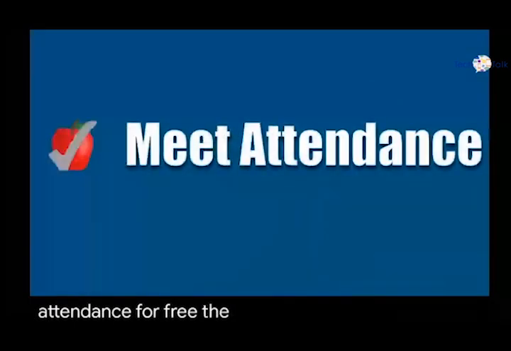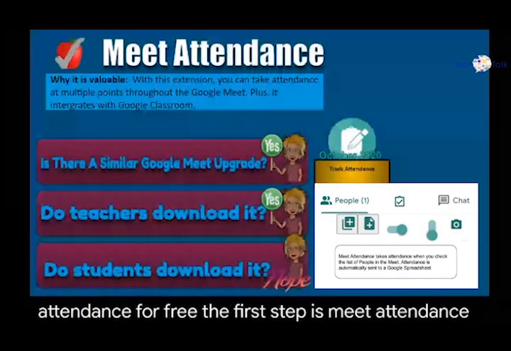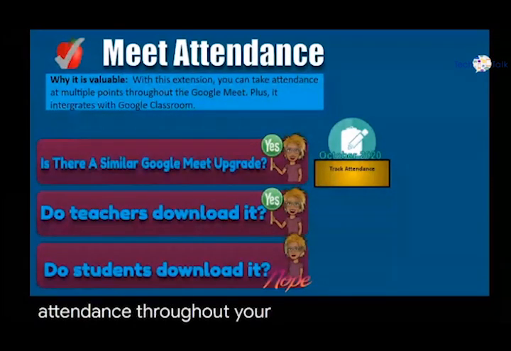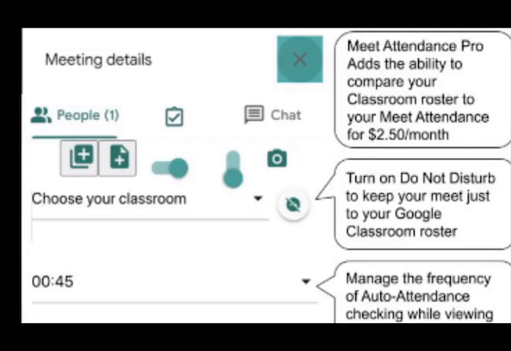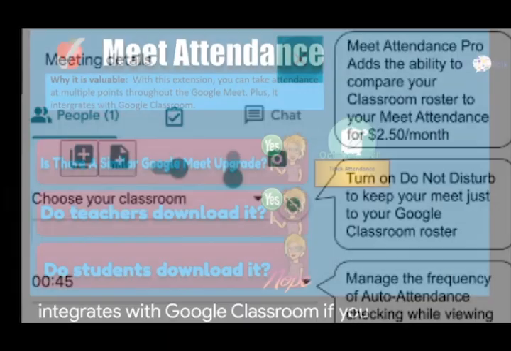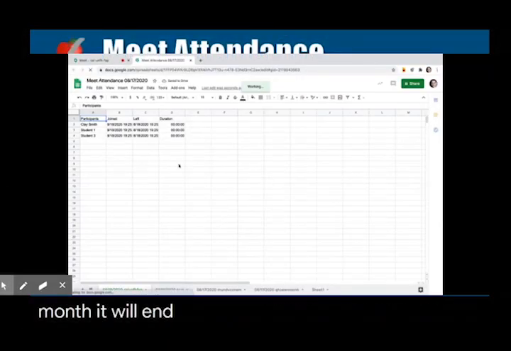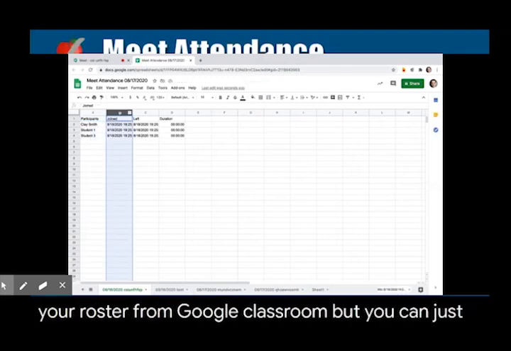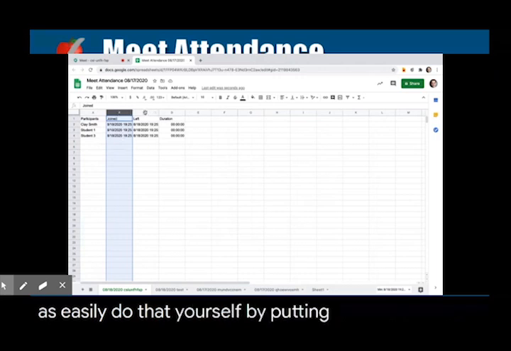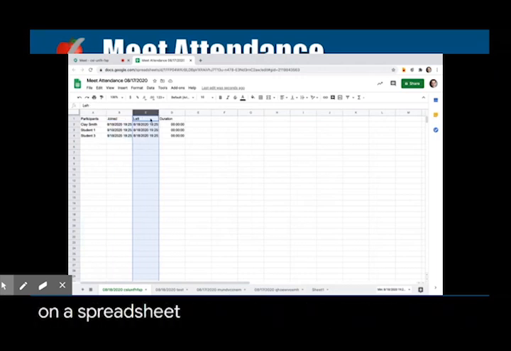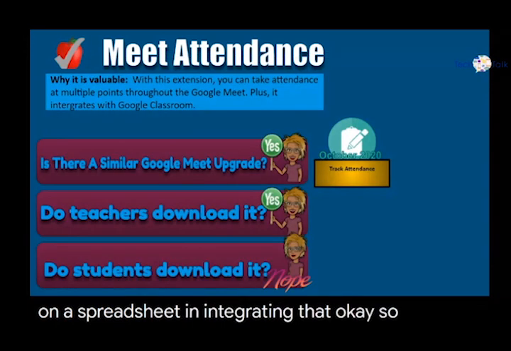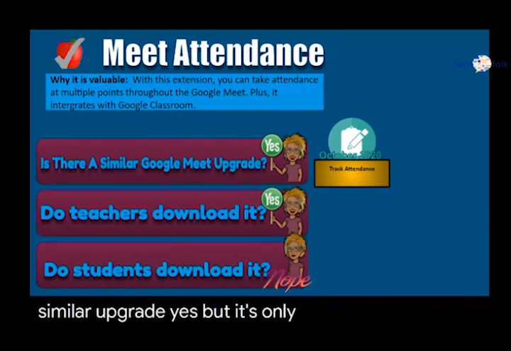The first up is Meet Attendance. Now, with this extension, you are able to take attendance throughout your Google Meet, plus it integrates with Google Classroom. If you pay $250 a month, it will integrate with your Google Classroom. It will pull your roster from Google Classroom. But you can just as easily do that yourself by putting your attendance on a spreadsheet and integrating that. Okay, so is there a similar upgrade? Yes, but it's only coming for Enterprise. Do teachers download it? Yes. Students download it? No.